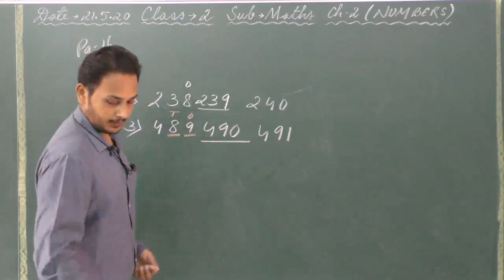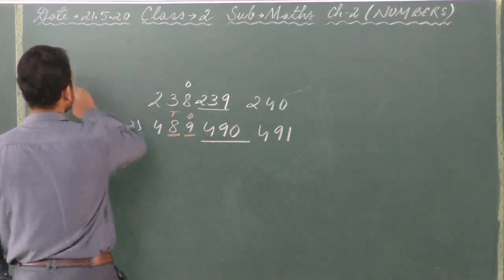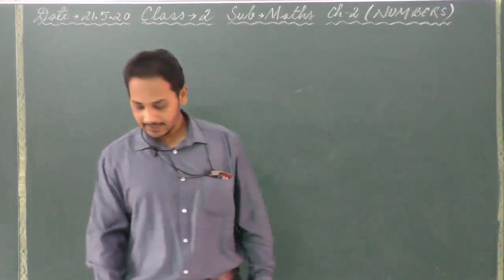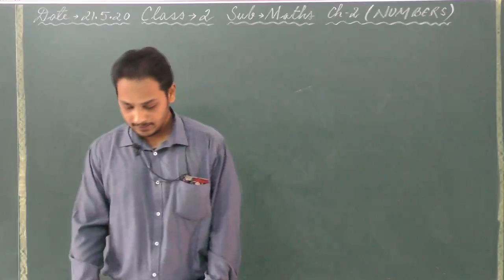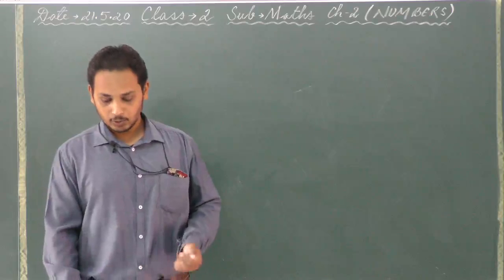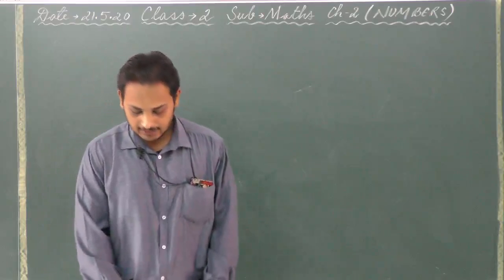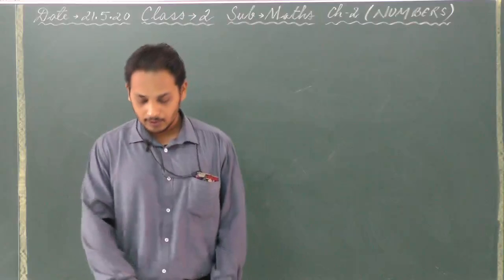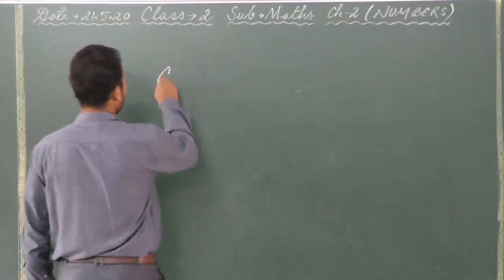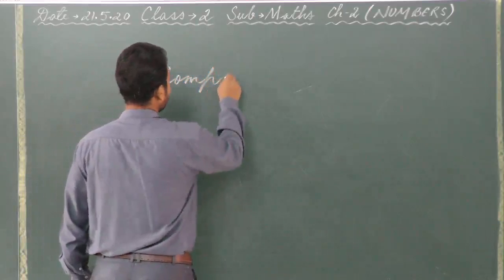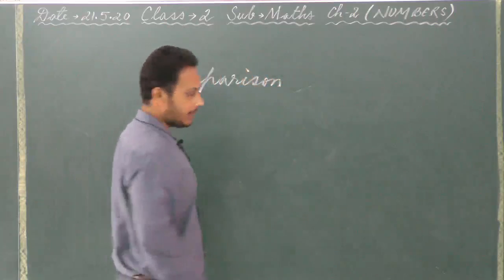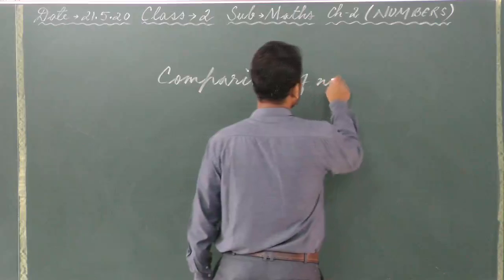Then on page number 17 you have exercise C, that is for your homework. It is the same thing related to what comes before, after and between, so you will do it as your homework. And the last topic for today that we are going to cover is comparison of numbers. This is the last topic that we are discussing today.